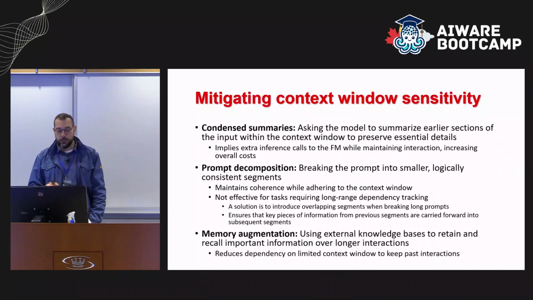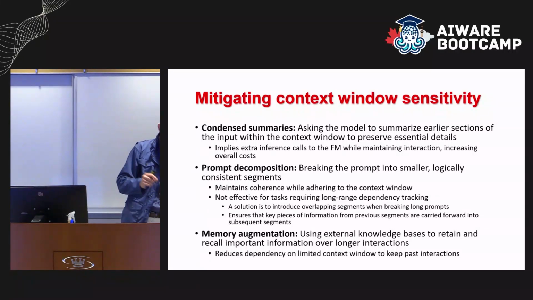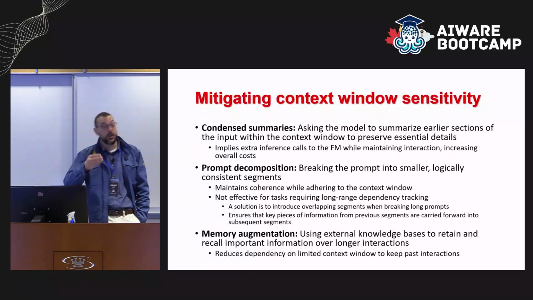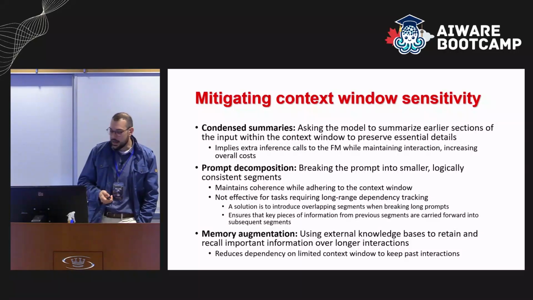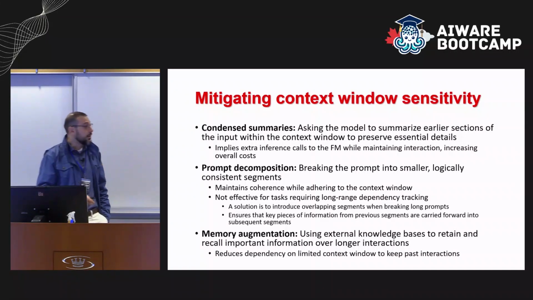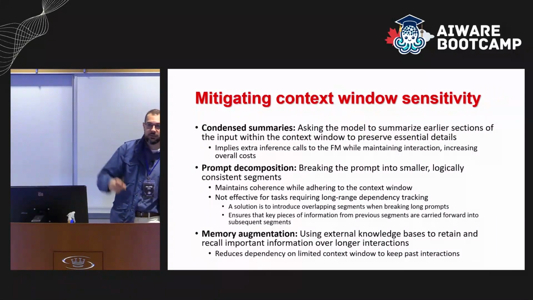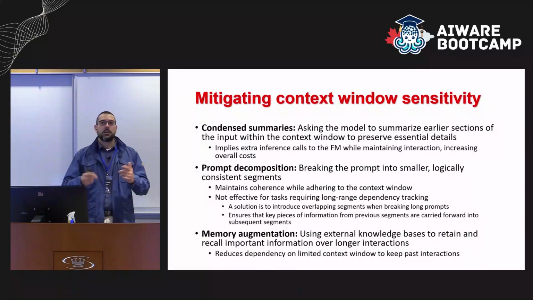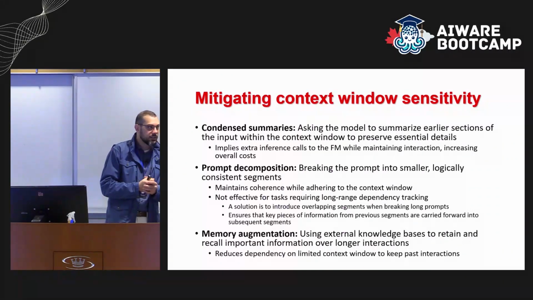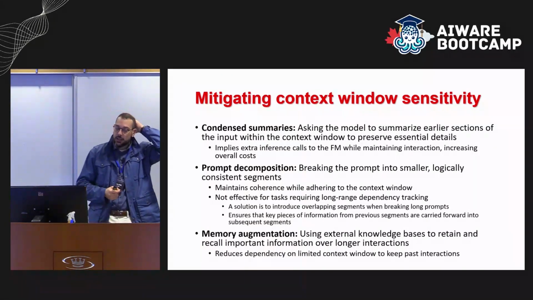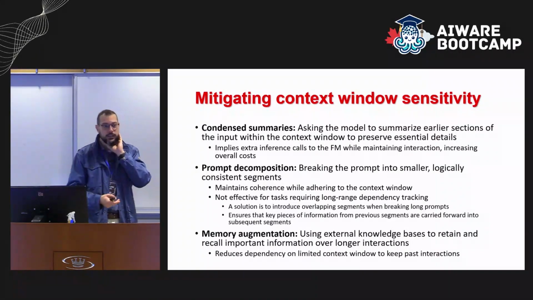We can also do what we call prompt decomposition. You break the prompt into smaller, consistent segments, and then you pass one segment after the other. But you need to maintain coherence, and this is not always easy, especially for tasks that require long-range dependencies. For example, if the LLM is tasked with writing a chapter of a book, you really need the context of the beginning of the chapter. So this prompt decomposition might not work in this situation.